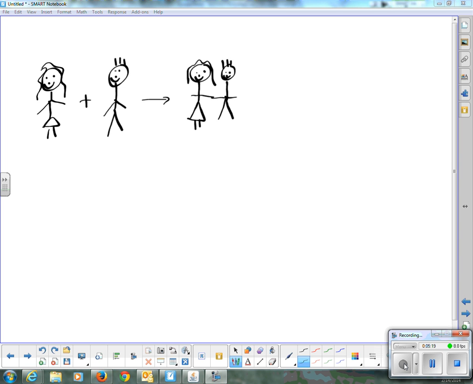Okay, so here's my artistic design. Boy meets girl, and we get a couple. So that's just the same as saying A plus B yields AB, right? Well, the problem is it's not as easy as that. I can't just put A and B in the same area and expect them to react. They have to have enough energy to react.